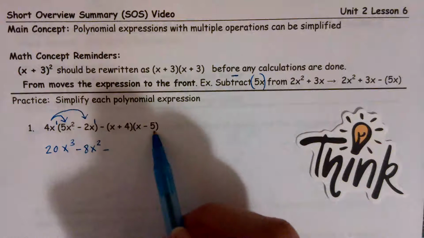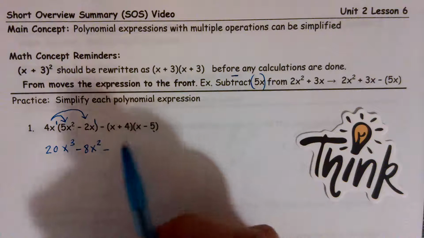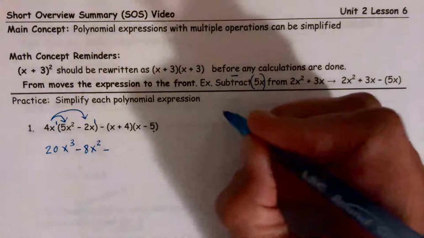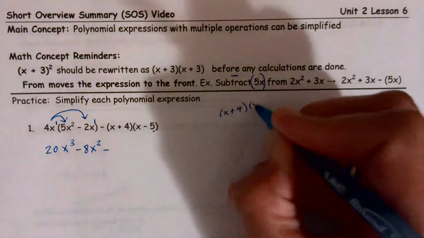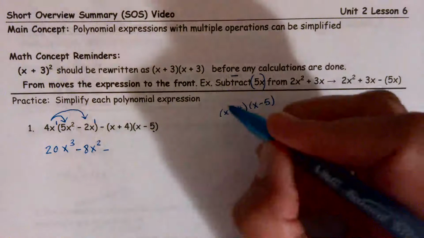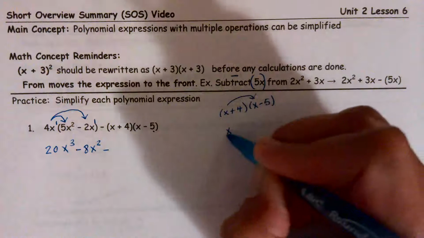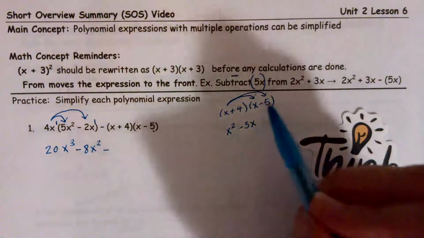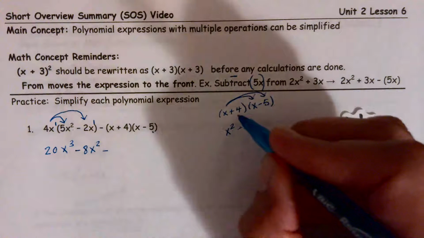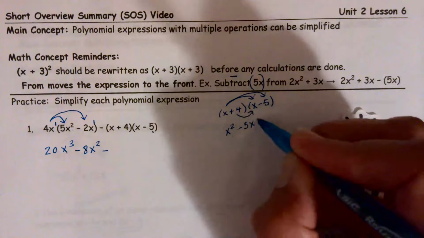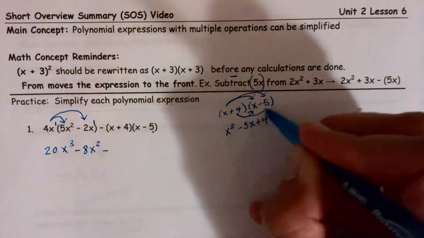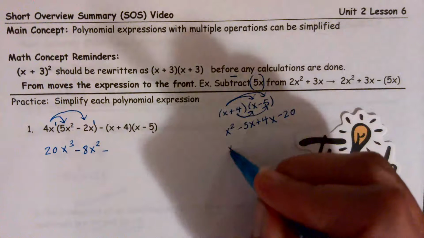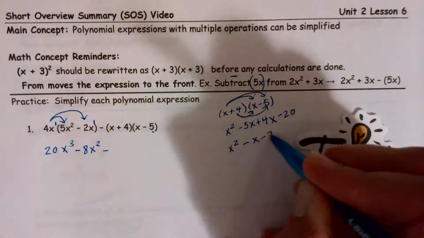Minus, and I'm going to have the result of this, I'm going to subtract the entire thing. So if you'd like, you could do this off to the side. X plus 4 times x minus 5. X times x is x squared. X times a negative 5 is a negative 5x. And there's no more terms to multiply by x here, so I go back to this parentheses. 4 times x is a positive 4x, and a positive 4 times negative 5 is a negative 20. When I combine like terms, I get x squared minus x minus 20.